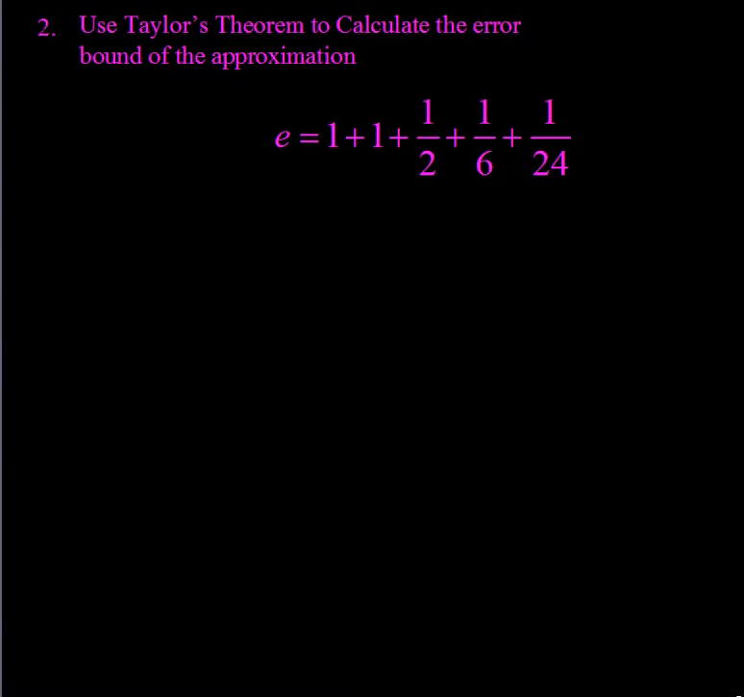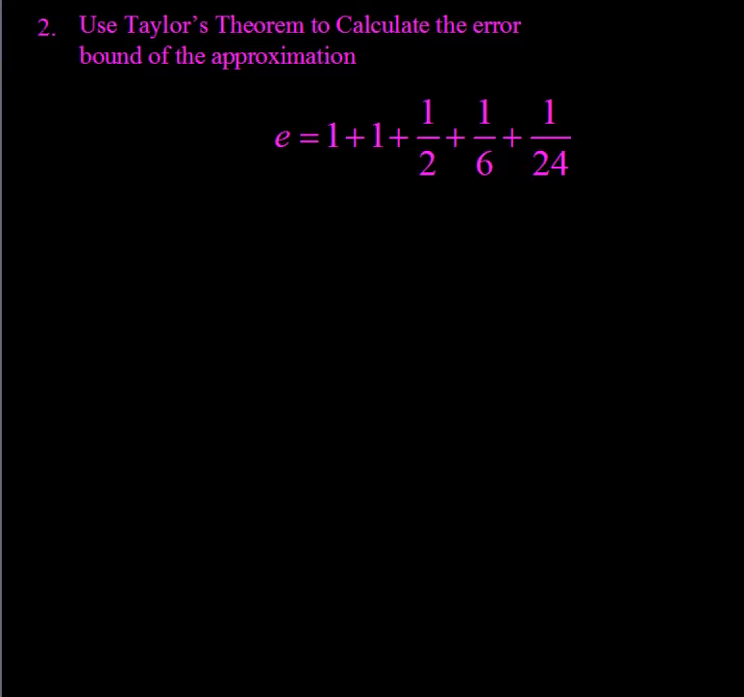Well, welcome back. This is the second video for the Lagrange error additional practice worksheet. This is problem 2, and it's asking us to find the error bound using Taylor's theorem for e approximated using 1 plus 1 plus 1/2 plus 1/6 plus 1/24.